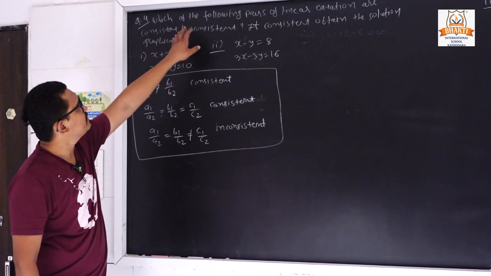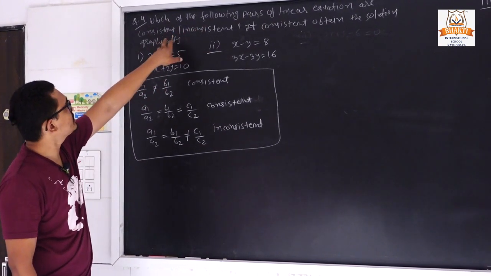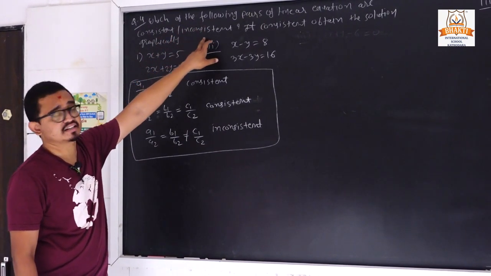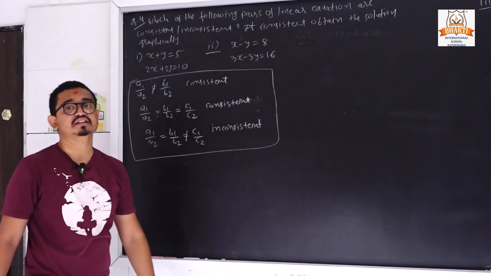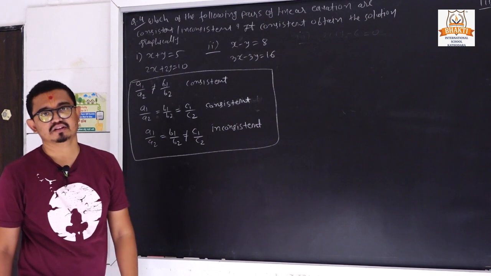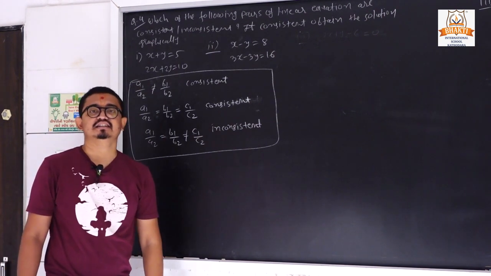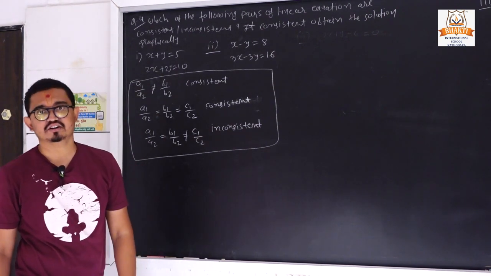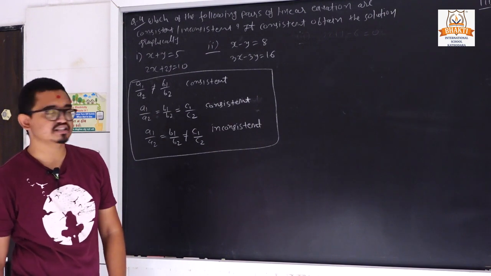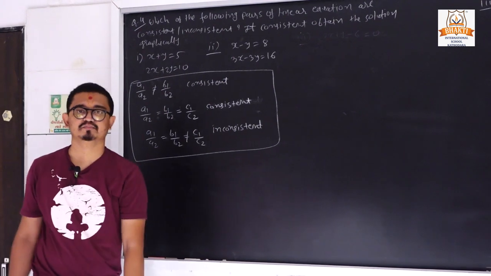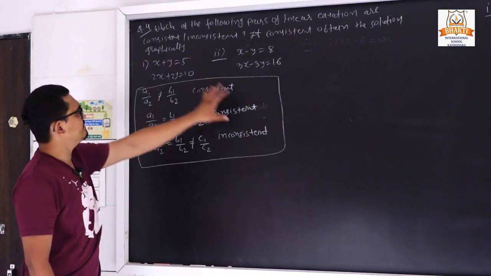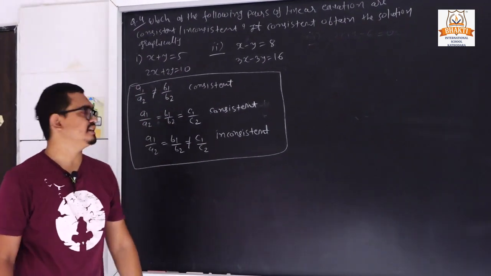Number 4, which of the following pairs of linear equations are coincident or inconsistent? And if it is coincident, then find the solution by graphical method. So first of all we can decide whether it is coincident or inconsistent, and if it is coincident we need to find the solution by using the graphical method. So here I am making a chart so you can get the idea.